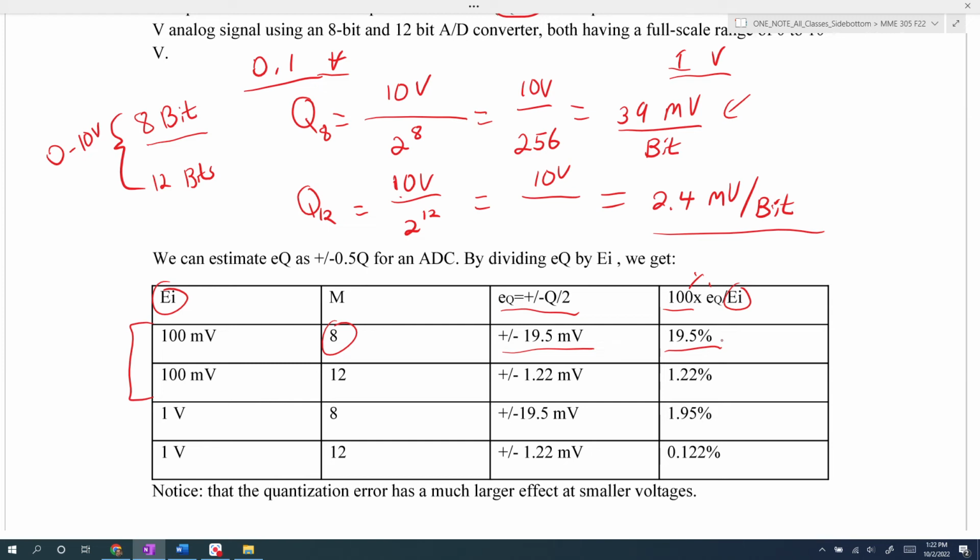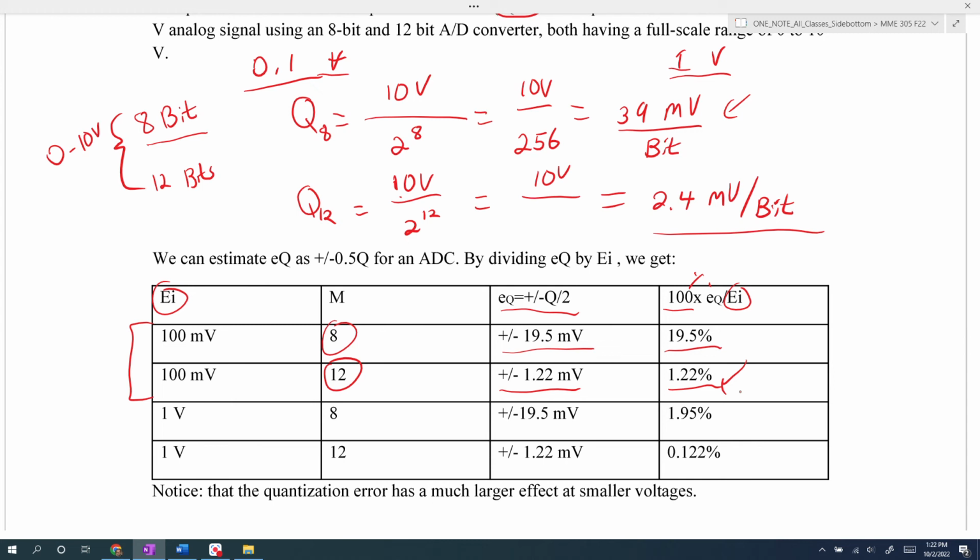If we increase our analog to digital converter to 12 bits, our quantization error drops to only 1.2 millivolts, and again we divide that 1.2 by 100 and multiply by 100%, we get only a 1% error. So much more reasonable error here.